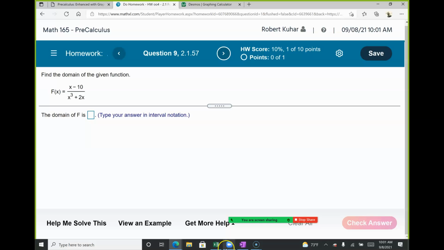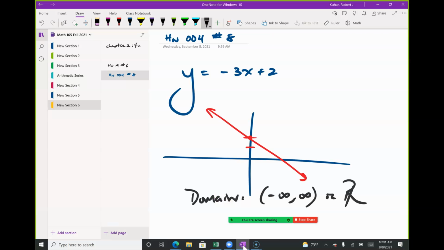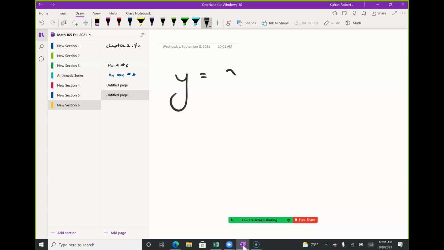Okay. So let's look at this particular function, y equals x minus 10 over x cubed plus 2x. And we want to find the domain here. So far, we can find the domain from a graph. Certainly I could graph this and find the domain. And just be careful when you graph this that you wrap the multi-term expressions in the numerator and the denominator in parentheses.